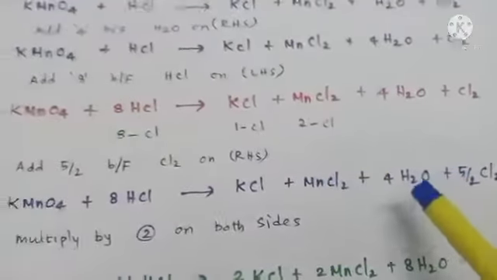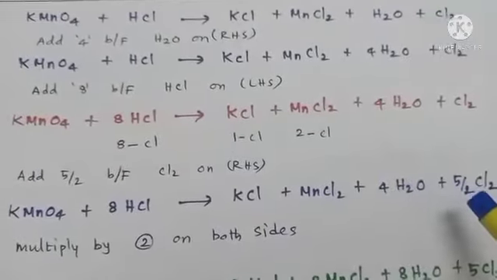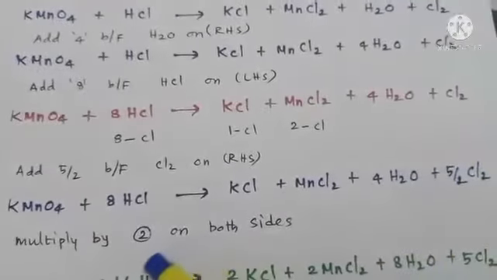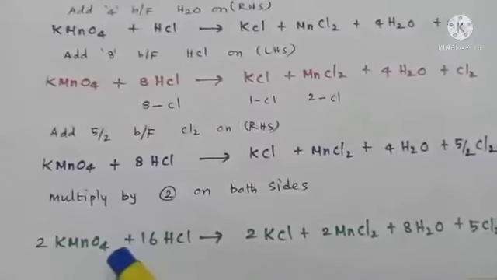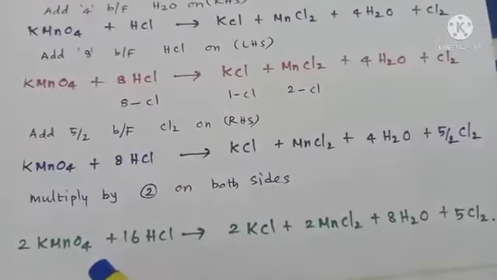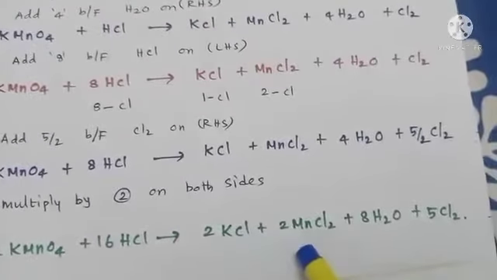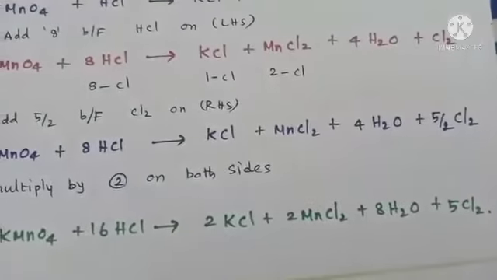Okay, but as I discussed already, the number of moles you should not write in a fractional number, so this 2 has to be cancelled, so all the substances are multiplied by 2, isn't it? So multiply by 2 on both sides. So the final balanced stoichiometric equation is twice KMnO4 plus 16 HCl gives twice KCl plus twice MnCl2 plus 8 H2O plus 5 Cl2. Okay, right.